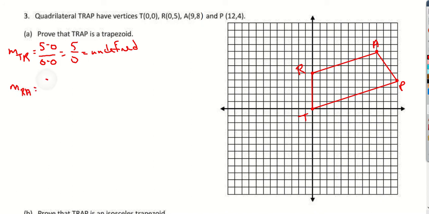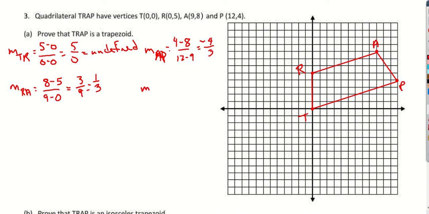So starting with A, y's 8 minus 5, x's is 9 minus 0. So that's 3 over 9, which is 1/3. Okay, we have the slope of AP, which is from P, 4 minus A, which is 8, over 12 minus 9. And here we get negative 4 over 3, so that doesn't match that.